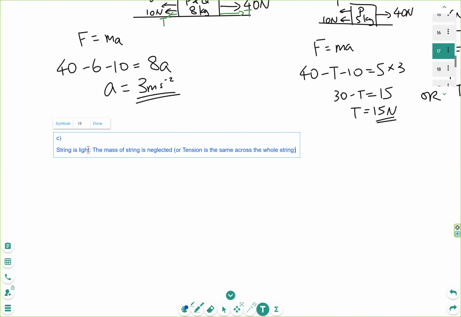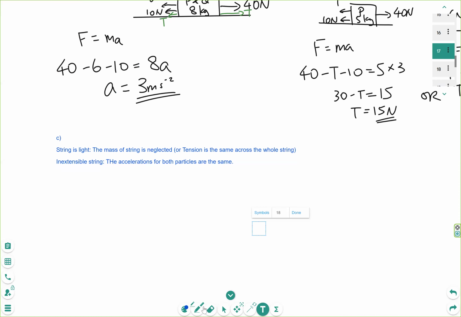That means there's no mass in the string, which in real life we know is impossible. When a string has a weight, maybe the string is heavier on one side than the other. That obviously affects the calculation. But anyway, string is light means the mass of the string is neglected. What else? Inextensible string. It means the acceleration for both particles is the same. That means they're moving in sync. Okay, that's what it means.